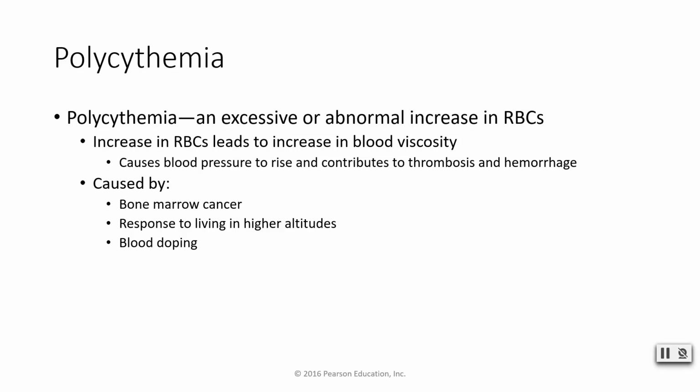You do have a couple of different reasons why this could happen. One of them could be bone marrow cancer, so maybe your red marrow is just cranking out red cells. Okay, you could be blood doping. So athletes do this sometimes. They will take artificial erythropoietin or EPO and crank up their red blood cell production. Again, their goal is to increase oxygen capacities so they have increased endurance so they can win their race or their meet or whatever they're competing in.